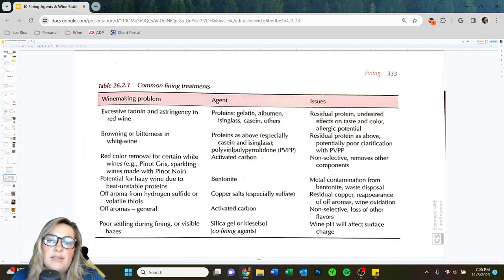And if you want this textbook, I'd be more than happy to give it to you. I think it's just called Wine Chemistry. But if you would like that, just message me and I'll give you the book title and everything.